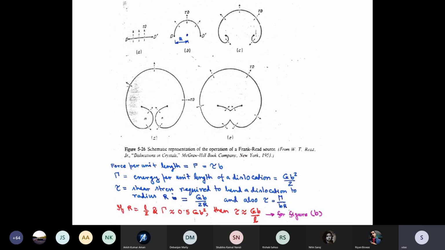Now how are dislocations generated? They multiply in number. Give me a couple of minutes break. I will be back in 2 minutes.